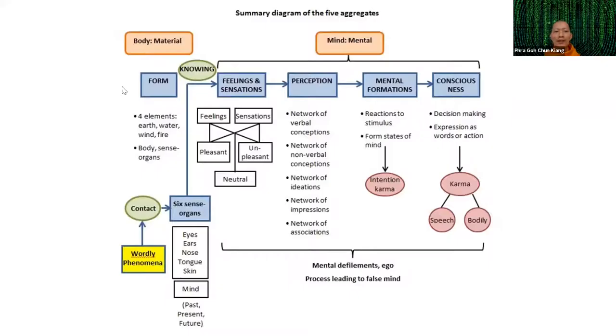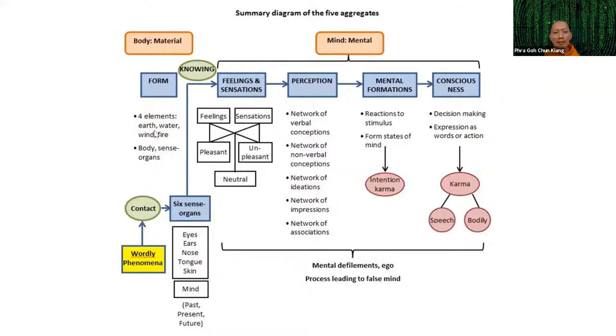So the first, body or material, is called form, and the second aspect is called mental. Yeah, so these 4 aggregates are in the mental aspect. So the Pali term is called nama rupa, mind and matter. So mind is these 4 things, matter is this form. So we covered in our meditation, form is actually these 4 elements: earth, fire, wind, water.